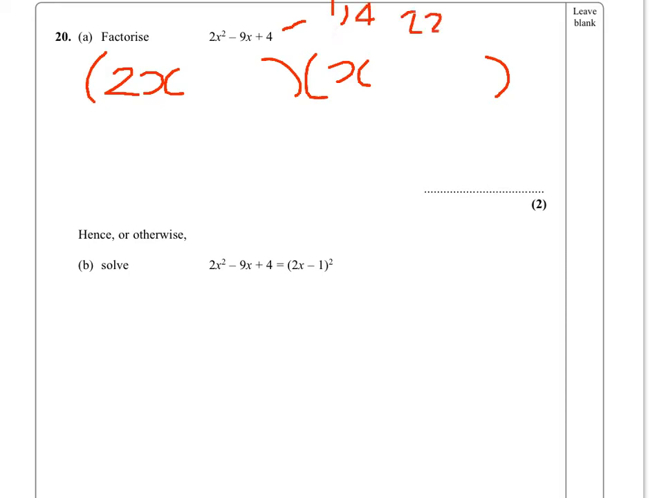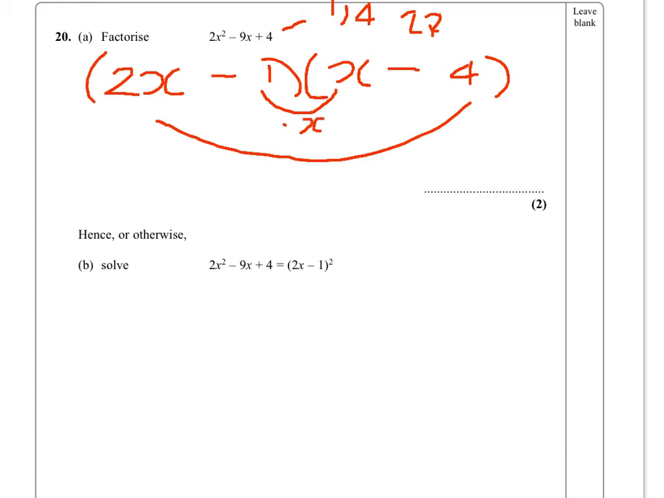I have to arrange these numbers in such a way that I get 9 in the middle. Now the only way that's going to happen is from the 4 times the 2, like that, which gives me 8, and the 1 times the x. Now to get minus 9, I'm going to need a minus there and a minus there. That will give me minus 1x, and minus x there.